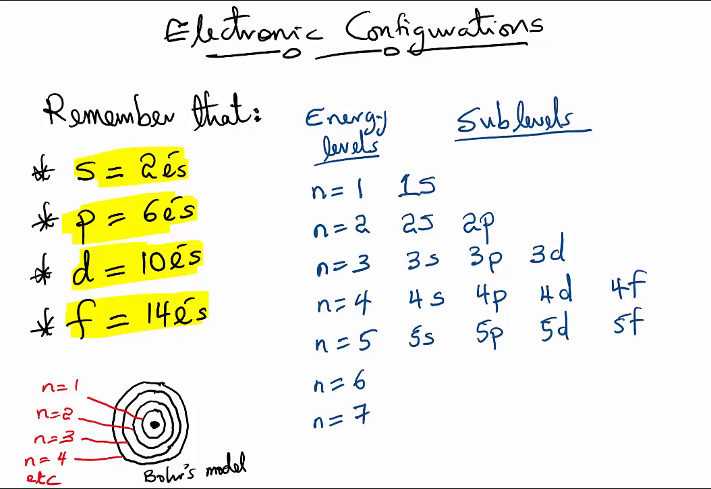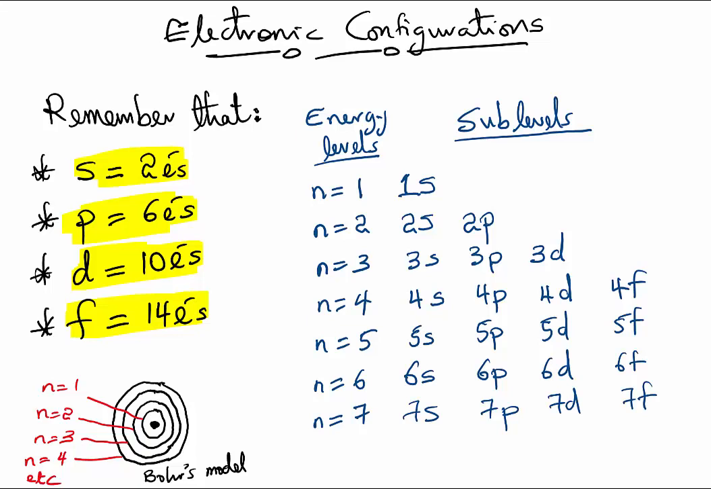Also, n equals 6 technically has 6 types of sublevels, but we will restrict ourselves to only 4. So 6s, 6p, 6d, 6f. And we will have 7s, 7p, 7d, and 7f sublevels or orbitals.